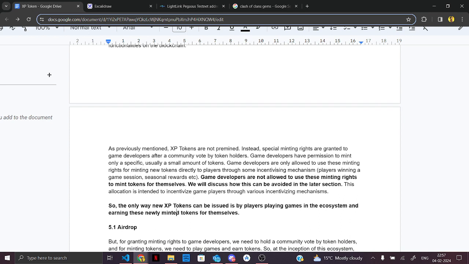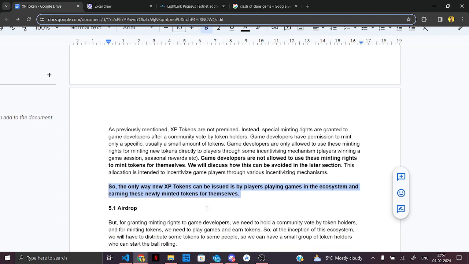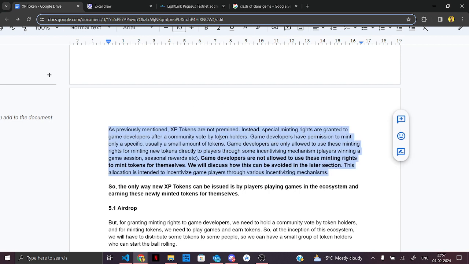First of all, look into this line. The only way XP tokens can be issued is by players playing games in the ecosystem and earning these newly minted tokens for themselves. But let's say a player is playing a game; how will the blockchain know that we have to mint? This is where we have developed this mechanism. Special minting rights are granted to game developers after a community vote by token holders.